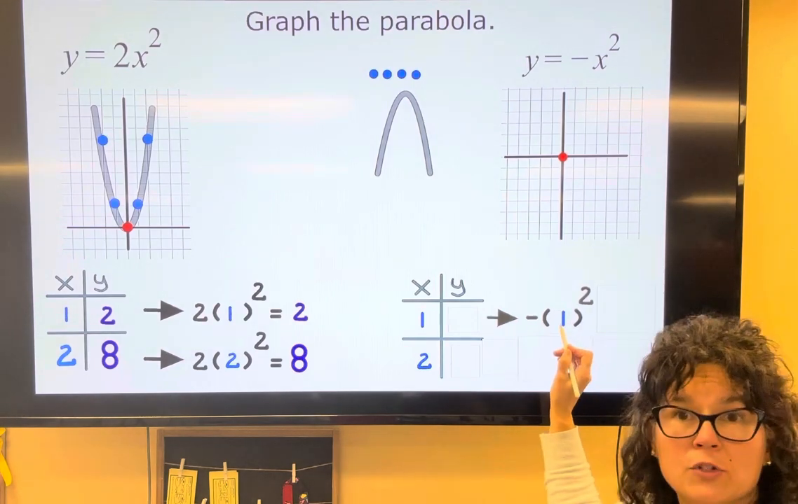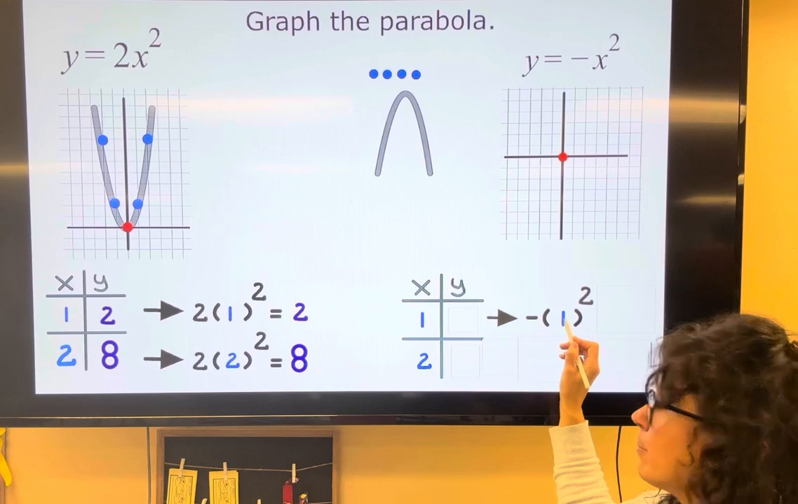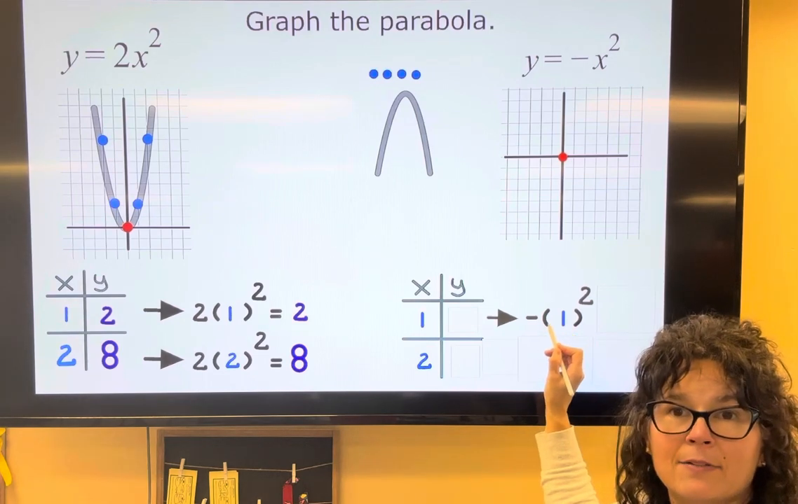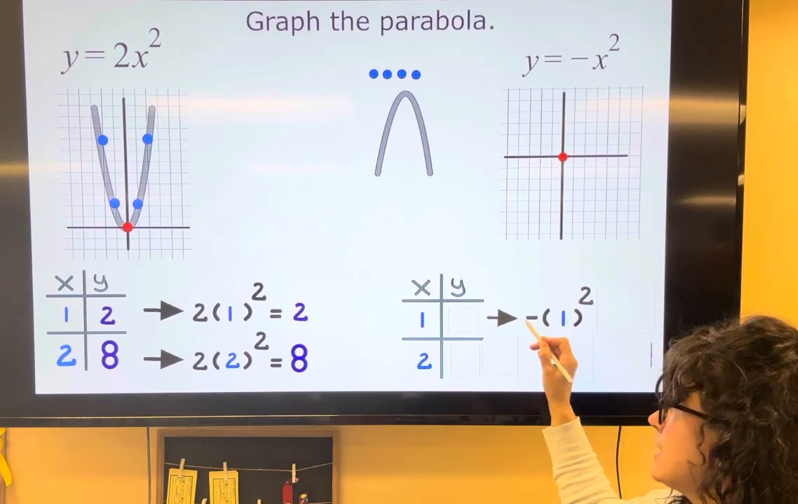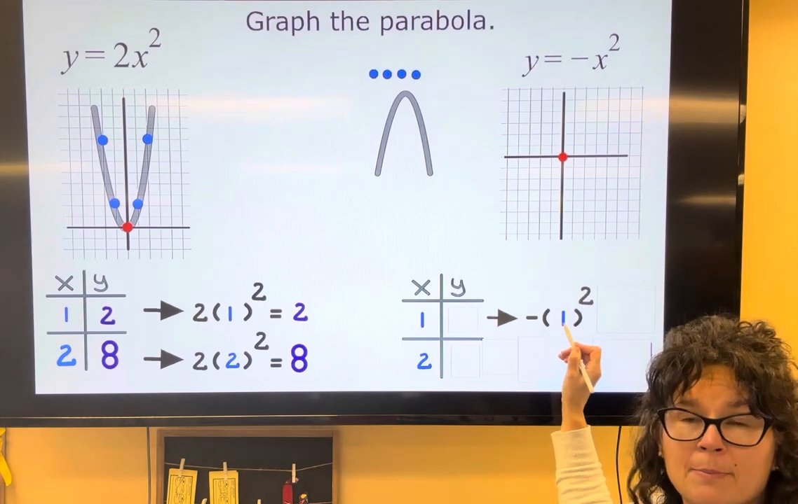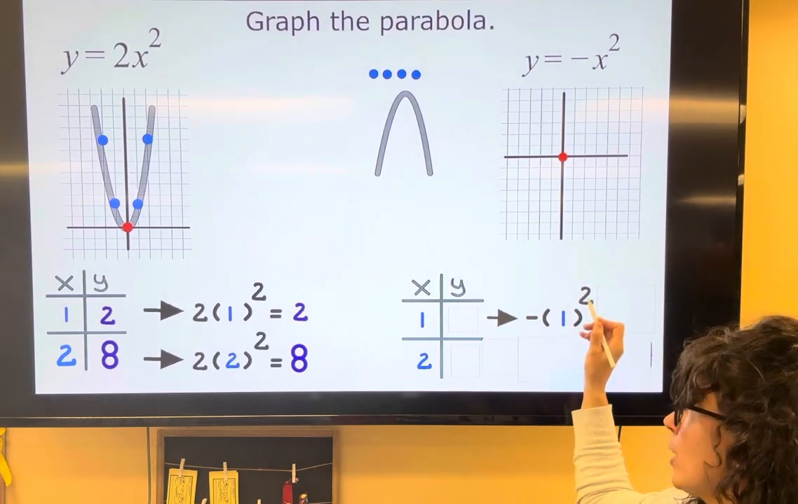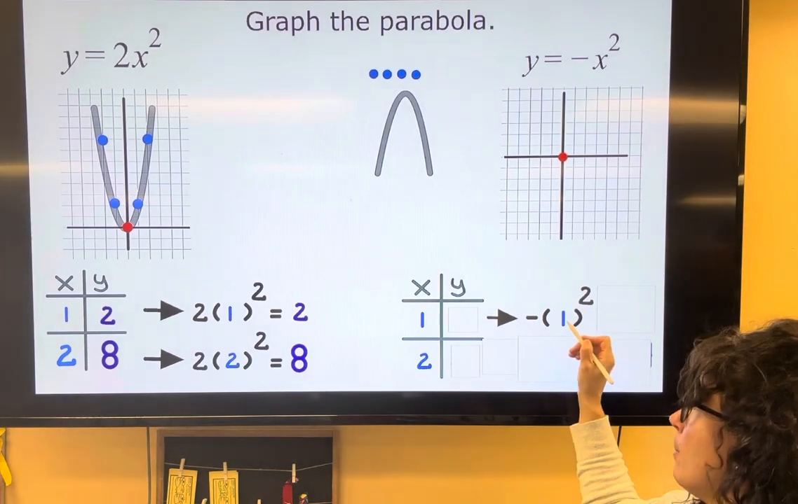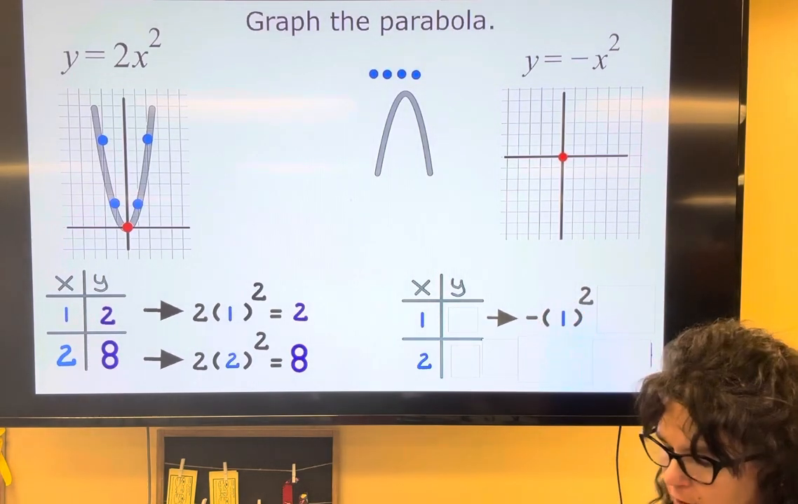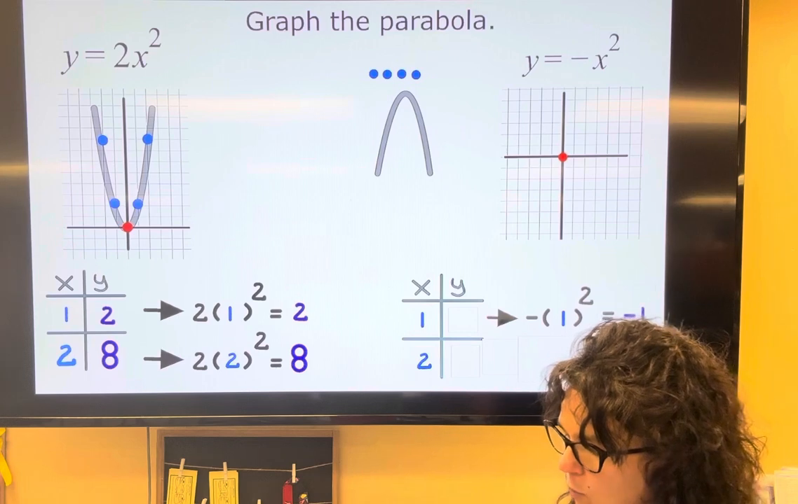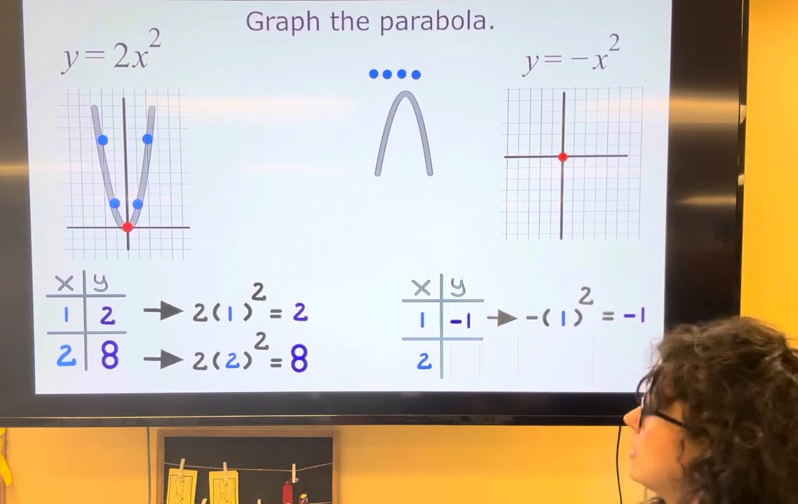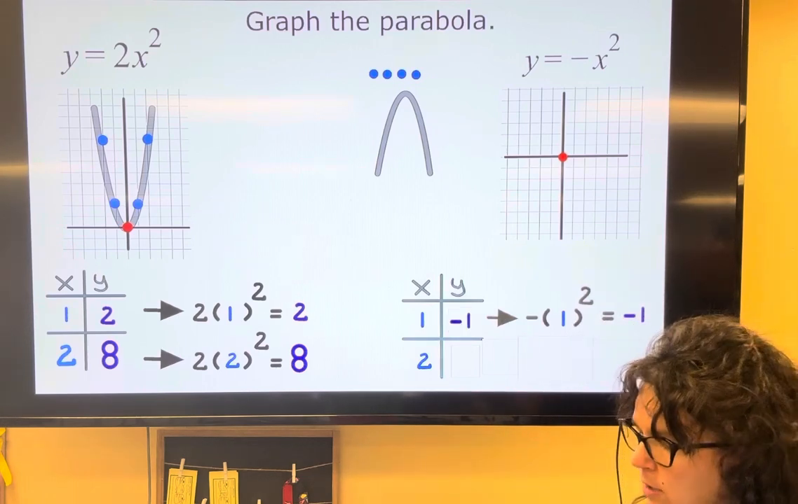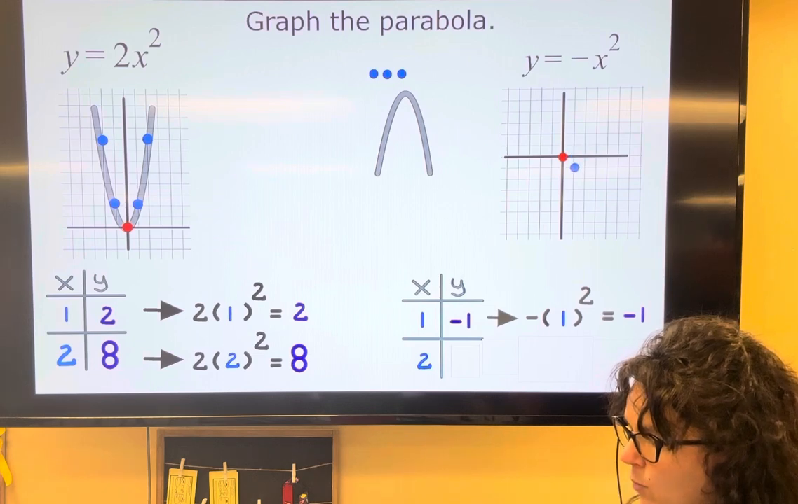Be careful if you do decide to plug in a negative number that you don't accidentally think negative is positive. This is -1 multiplied by the answer to 1 squared. So 1 squared, 1 times 1 is 1, multiplied by the -1 out front is -1. So I plugged in 1, I got out -1. So let's plot that point, right 1, down 1.